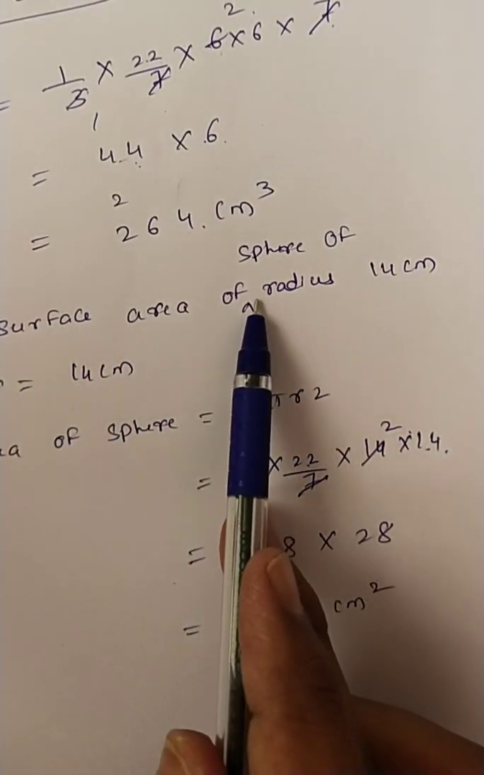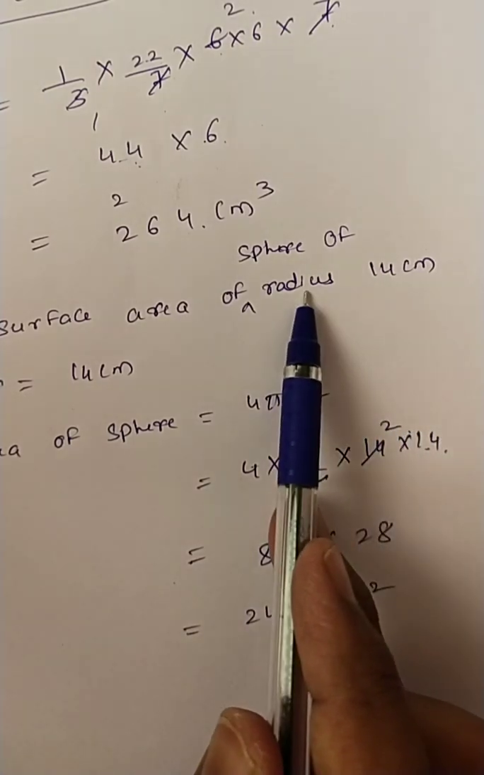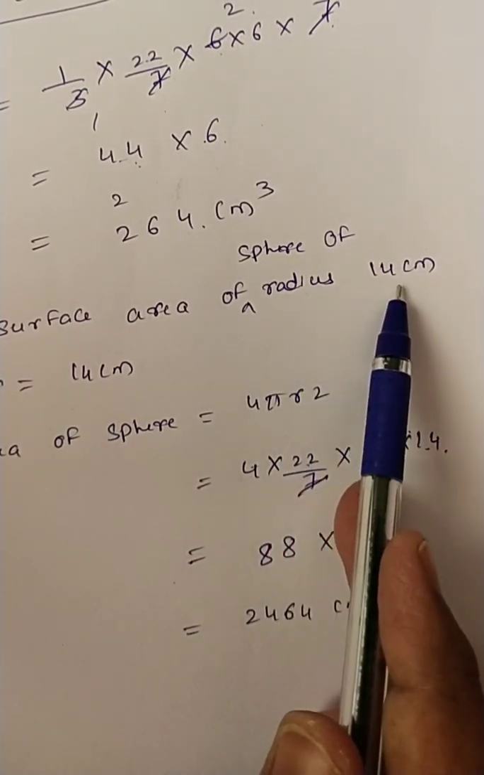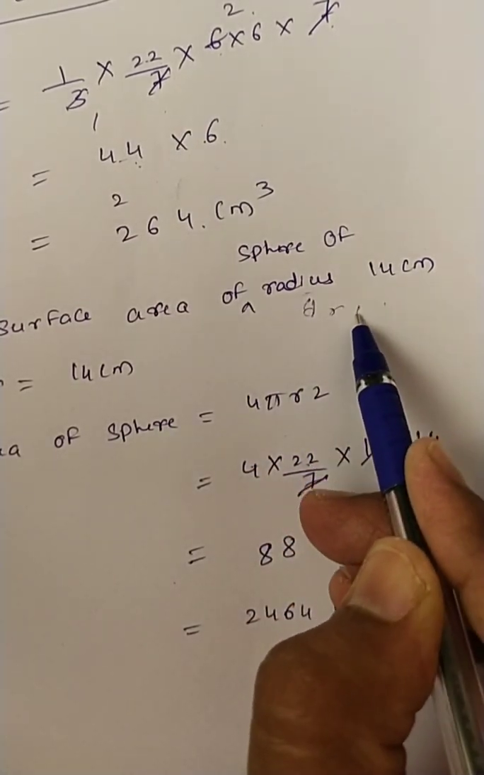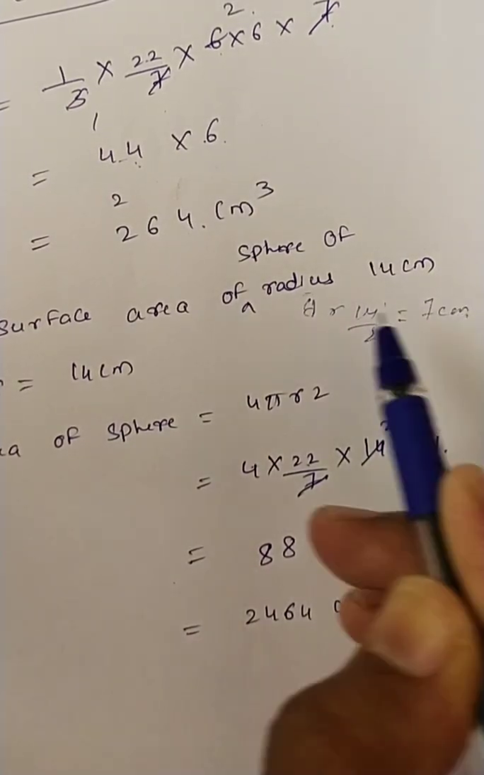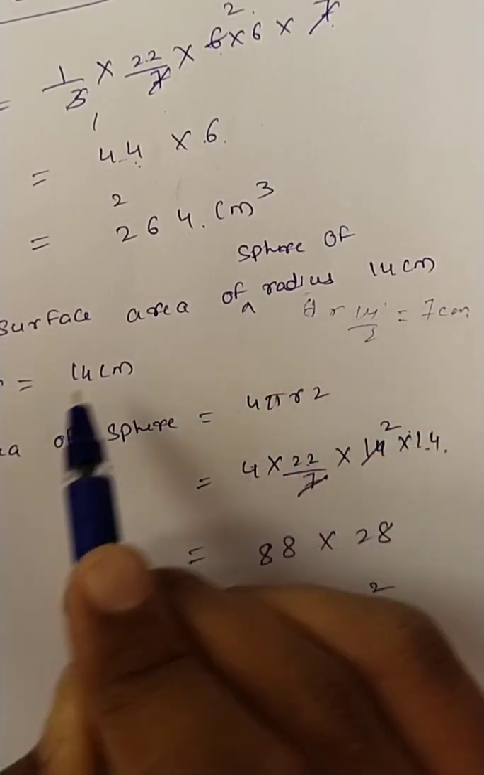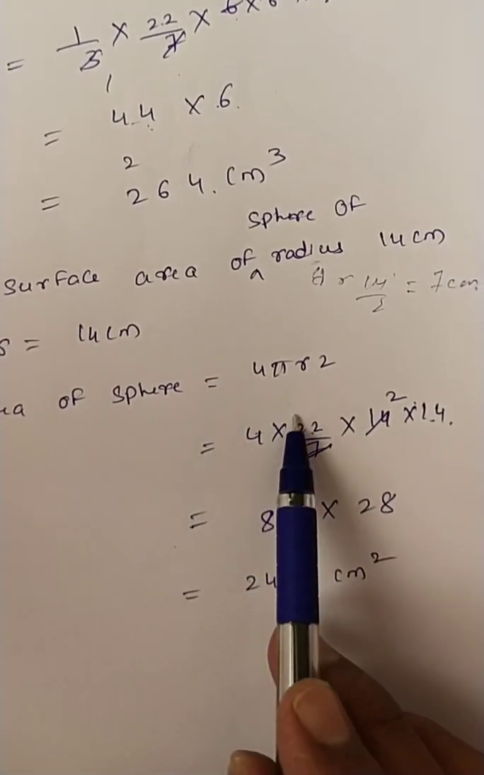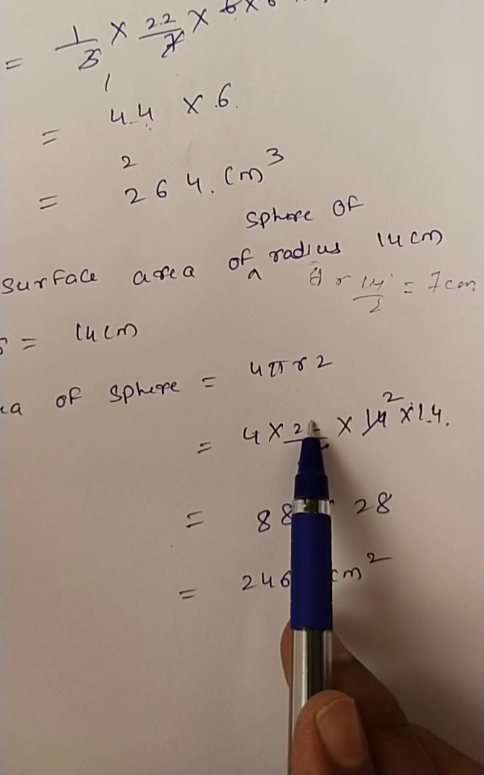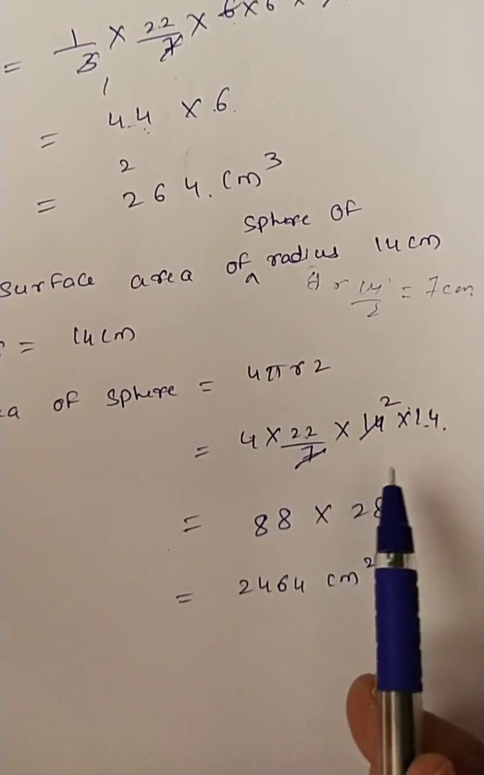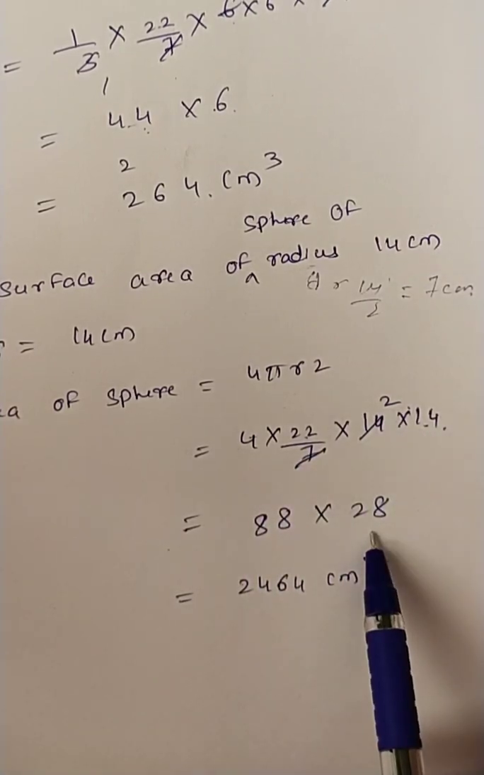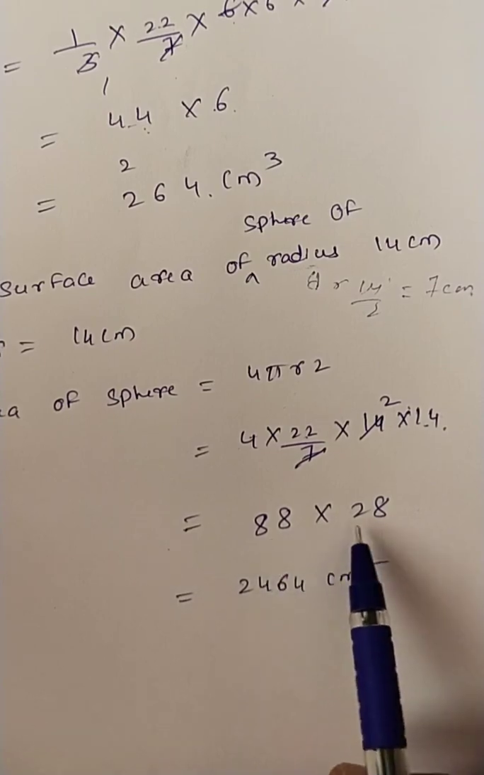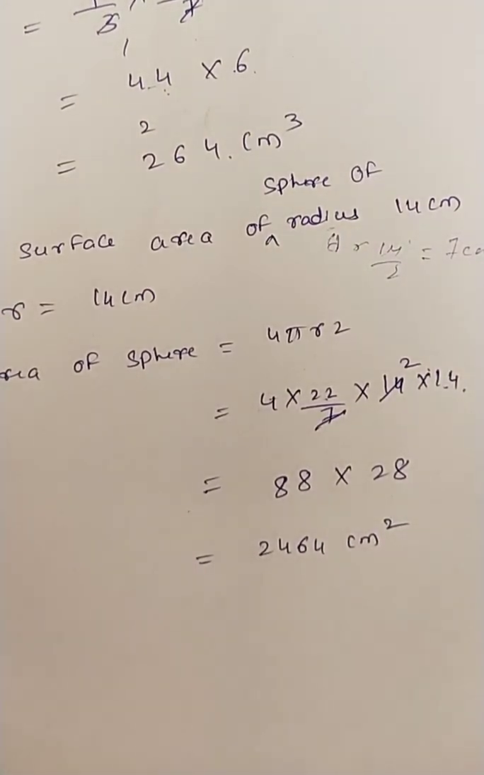Once again see the question. Find the surface area of sphere of radius 14 centimeter. If the diameter is given, then r equals d by 2, that is 14 by 2, you get 7 centimeter. But here they directly gave the radius as 14 centimeter, so just use the formula directly. Area of sphere equals 4 pi r square. So 4 into 22 by 7, r is 14 into 14. 7 ones are 7, 7 twos are 14. So 22 into 4 is 88, 14 twos are 28. If you multiply 88 into 28, you get the answer 2464 centimeter square.